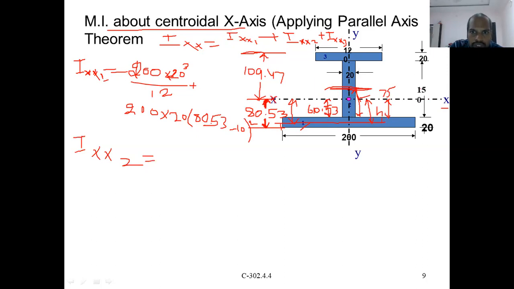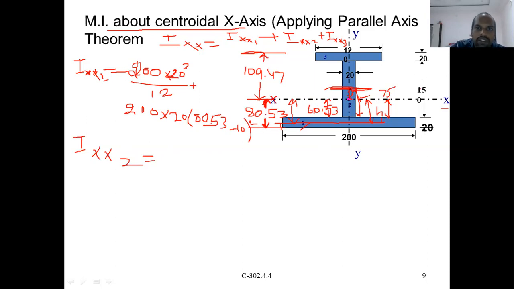So how to find the distance between these two? That is h2. For the calculation of this one, we need this distance. How to calculate that? Very simple: 75 minus 60.53. Now let us find the moment of inertia. Again, we have to use the parallel axis theorem, because this centroidal axis is here, this centroidal axis is here, and they are some distance apart.